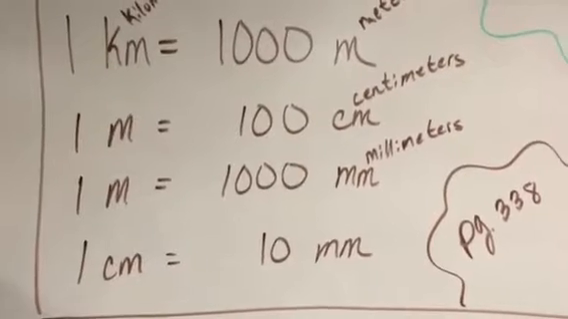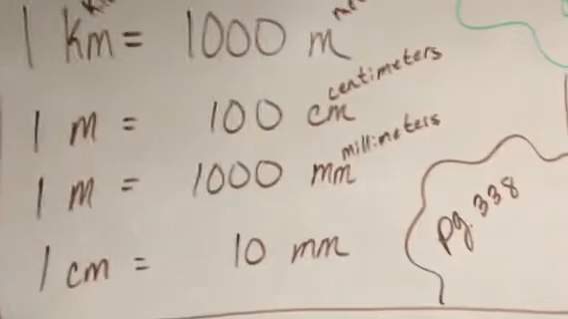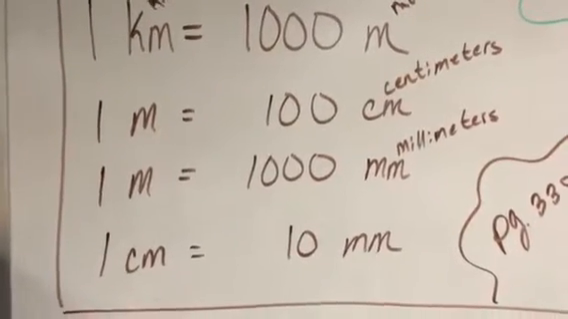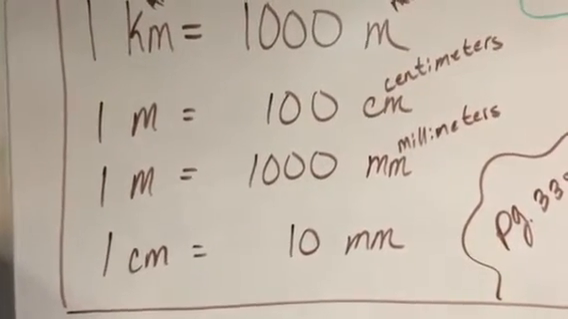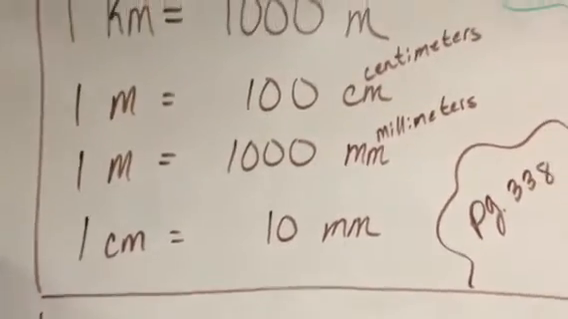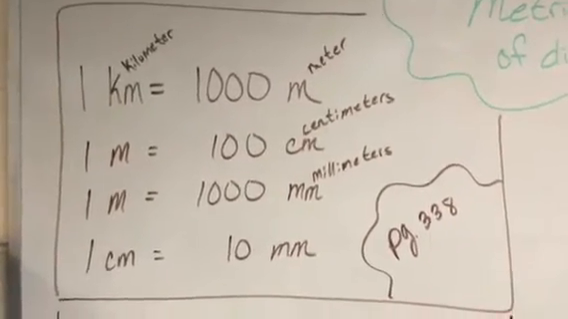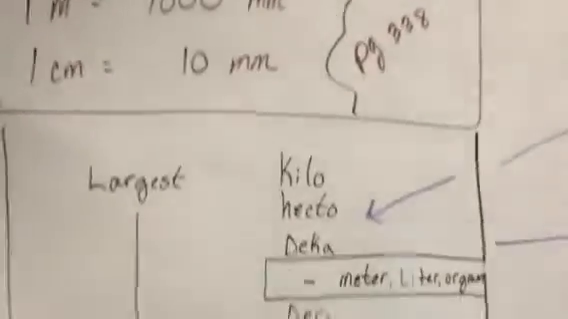A kilometer will be close to what we would talk about as a mile, but it's still pretty far off. 1 meter equals 100 centimeters. 1 meter equals 1,000 millimeters. 1 centimeter equals 10 millimeters. This would be good to focus on, but the next chart I show you is going to be even more important. Let's look at it.